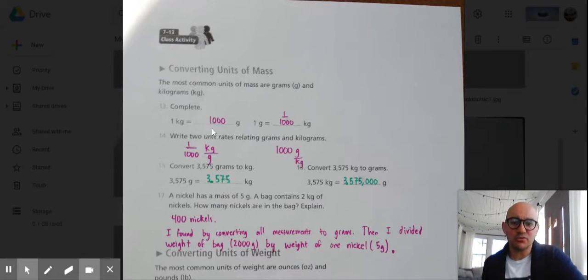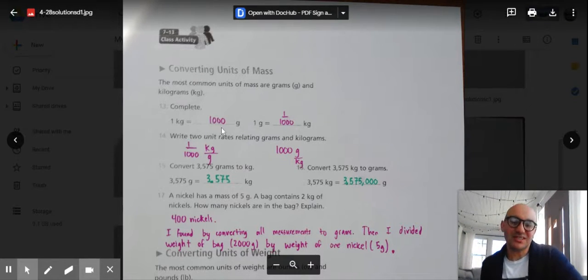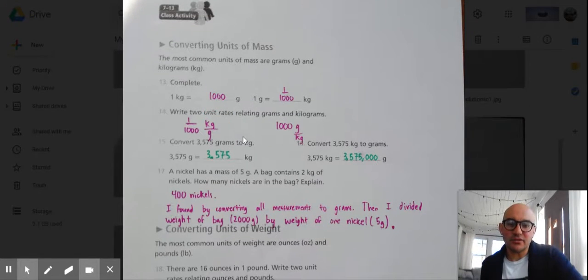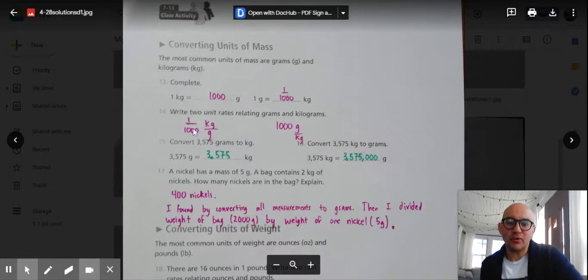1 kilogram equals 1,000 grams. We know that because the K stands for kilo, and kilo is a prefix that means 1,000. And then the other unit rate that's equivalent here is 1 gram is 1/1000th kilogram. So we just did the inverse of that. We just flip-flopped it. And the unit rates here are below, just like we wrote 1/1000th.